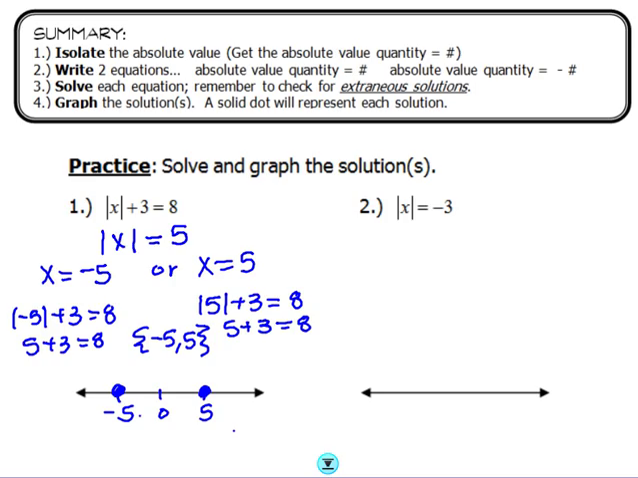Alright, look at number 2. Absolute value of x is equal to negative 3. Watch out when you have negatives and absolute values, because remember the absolute value is always going to give me a positive value. So there's no way a positive number is going to equal negative 3. So here's an example where we have no solution, or the empty set. There's no value we can plug in for x that will give us negative 3 in this case. So watch out for absolute values and negatives.